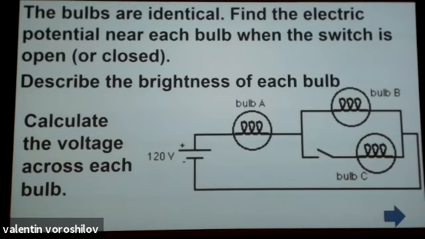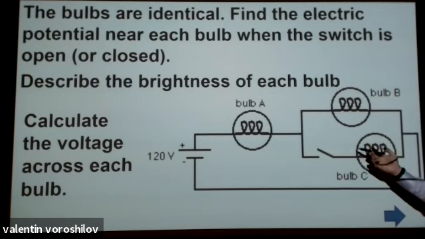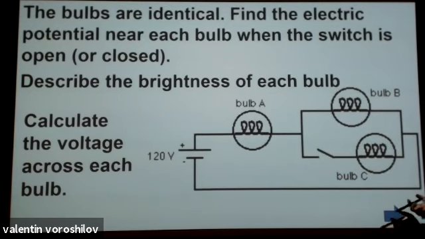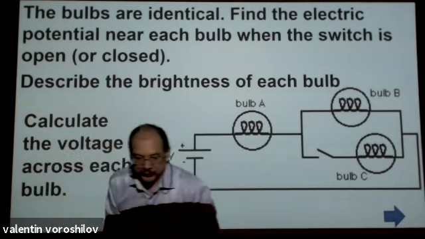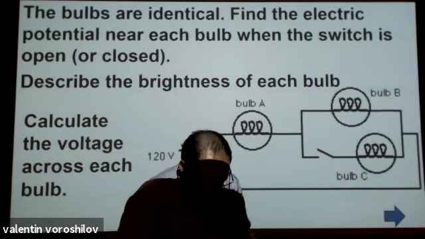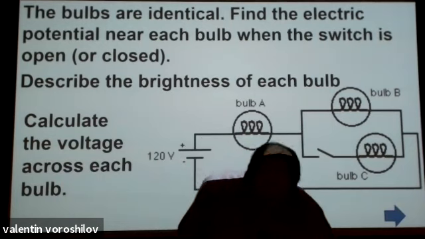More bulbs. Well, we need to calculate the voltage, and also we need to answer what is happening about the brightness. By the way, by now everybody should know, because this was a question basically in your lab. And actually first, let's take a look at another realization of this experiment, and then we will analyze it.